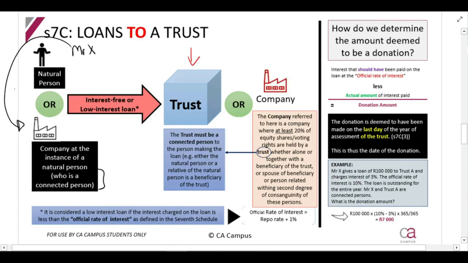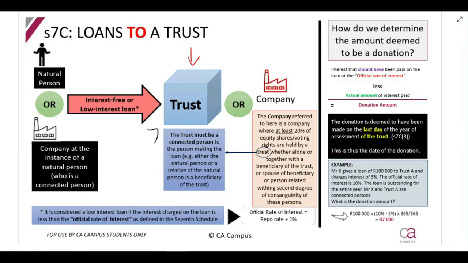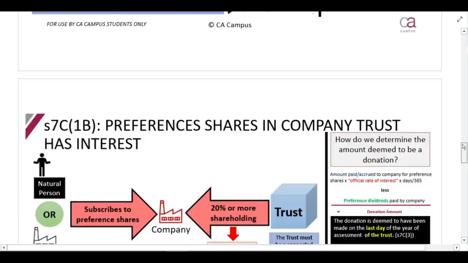And so, to make it simple and clear for illustration purposes, let's say Mr. X owns 100% of this company. He now tells this company to make the loan to the trust. That is the same, for the purpose of this section, as if Mr. X himself made that loan, because he's basically just using this company as a vehicle to do something that he wants to do. Just understand that. In both those instances, section 7C will apply, same with section 7.1b.